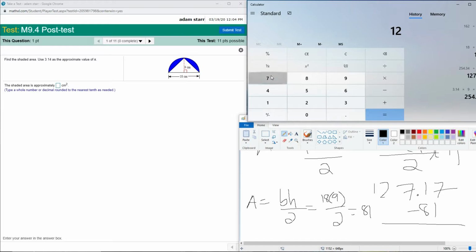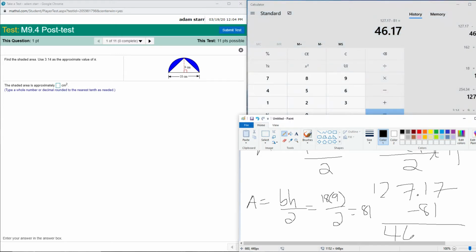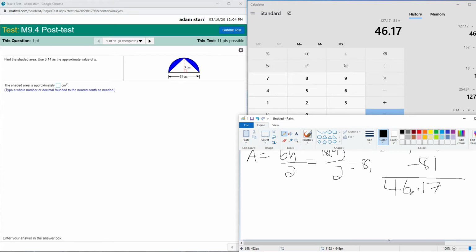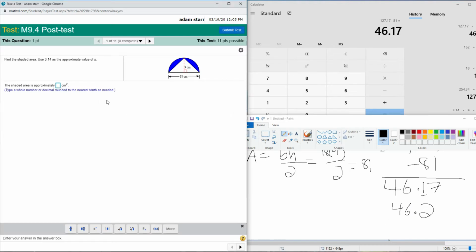127.17 minus the 81 is 46.17. But we have to look at how it wants it rounded. It says a whole number or decimal rounded to the nearest tenth. This is hundredths. This is the tenths place, so I'm really looking at the 7. So this would round to 46.2, and that is centimeters squared.